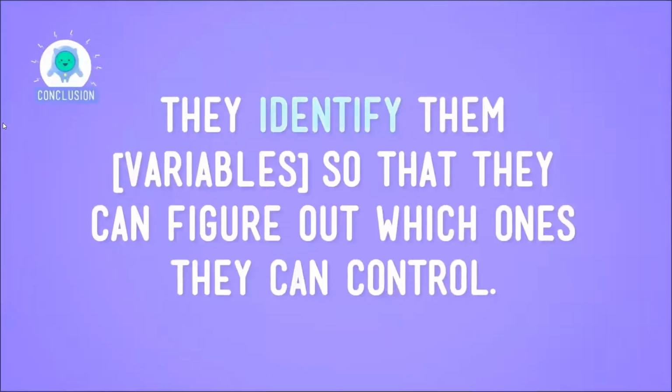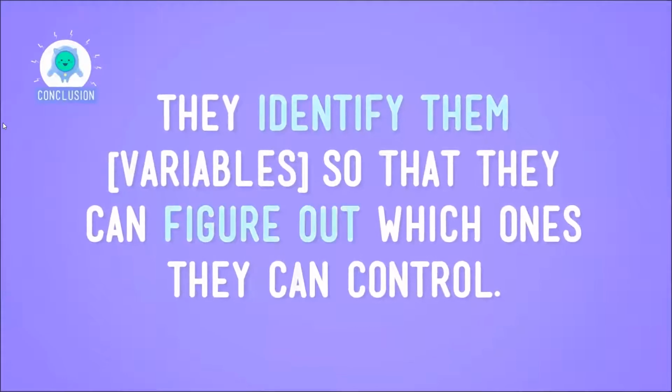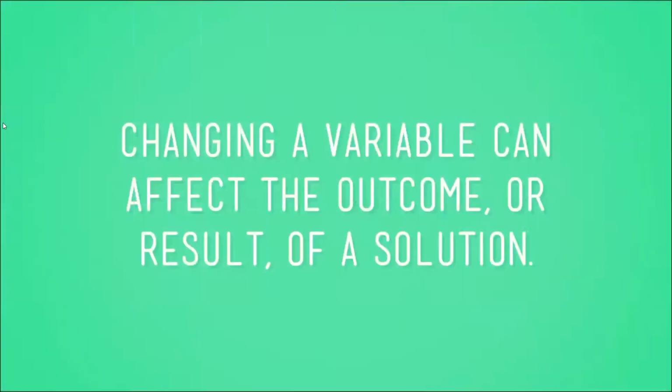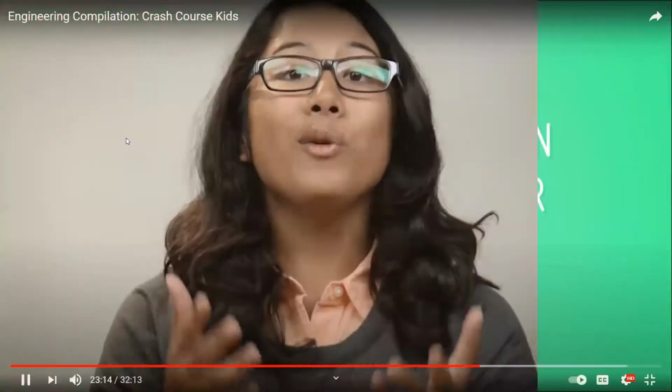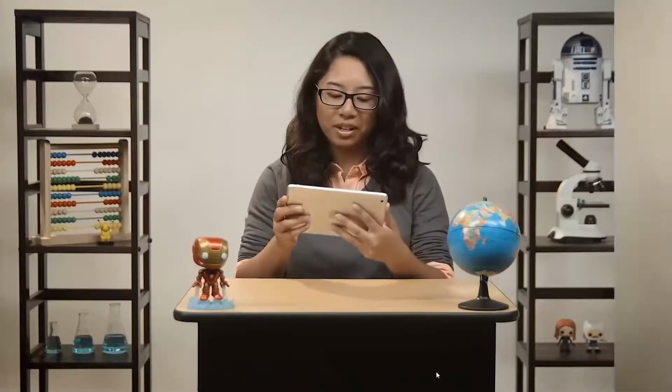So engineers don't just identify variables for fun, although it definitely can be. They identify them so they can figure out which ones they can control. That is, either change them or keep them the same. And that's important to know because changing a variable can affect the outcome or result of a solution. So engineers change only one variable at a time when they test a solution, so they're sure of the connection between the variable and the outcome. Now it's back to my game. I'm coming for you, marshmallows.